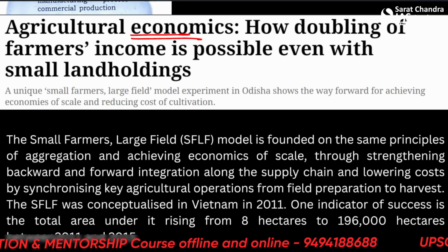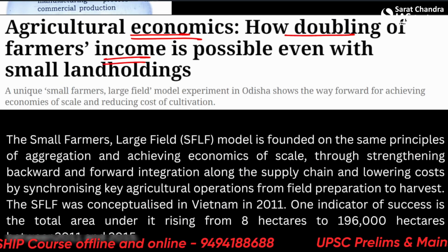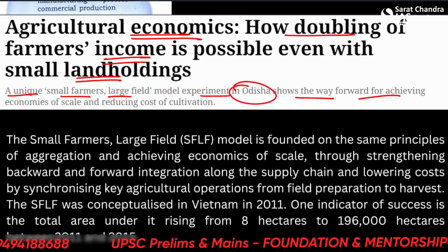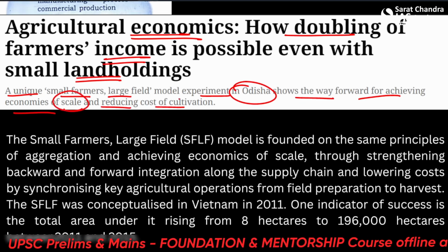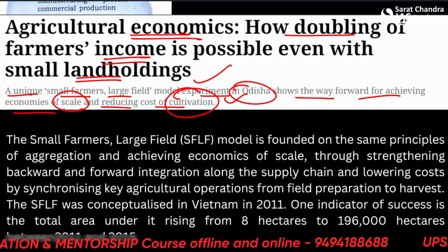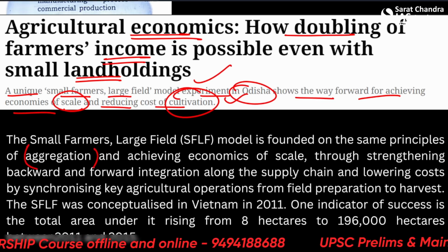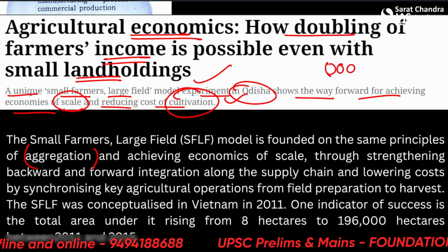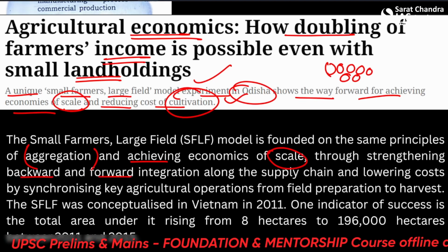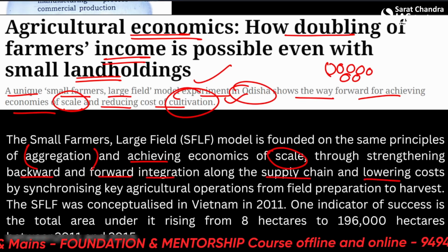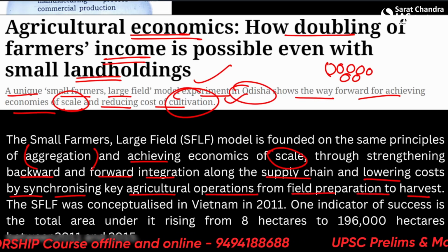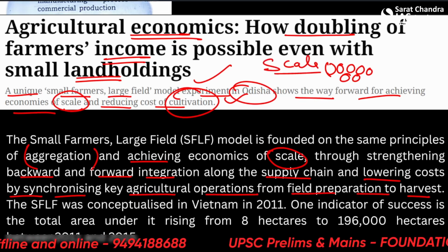Agricultural economics: how doubling of farmers' income is possible even with small land holdings. A unique small farmer large field model experiment in Odisha shows the way forward for achieving economies of scale and reducing cost of cultivation. The small farmer large field model is founded on the principle of aggregation. Aggregation means to collect. And achieving economies of scale through strengthening backward and forward integration along the supply chain and lowering costs by synchronizing key agricultural operations from field preparation to harvest. Basically, it is economies of scale.